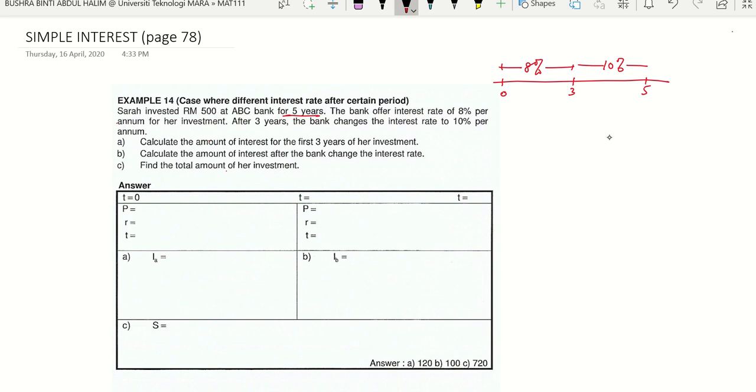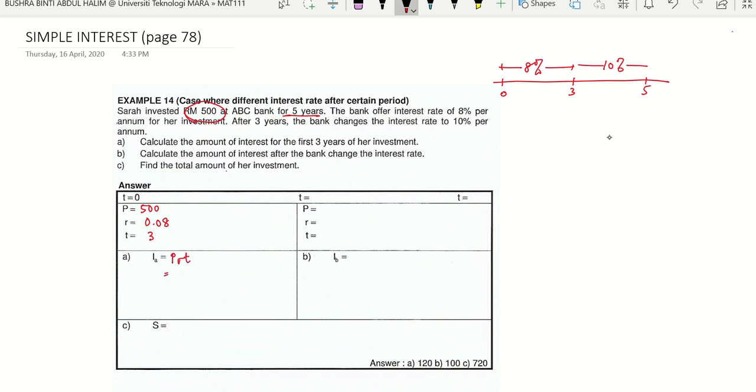Okay, so which is the principal is 500. Okay, so itu dia lah kat sini, 500. And then R is by using 8%, so 0.08, and T is equals to 3. So the amount of interest, okay, so kita guna I equal to PRT. So I is equal to PRT.